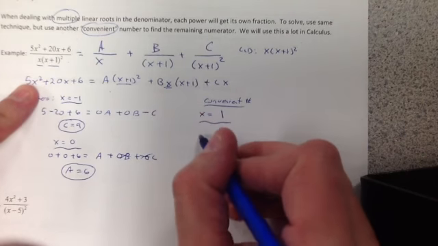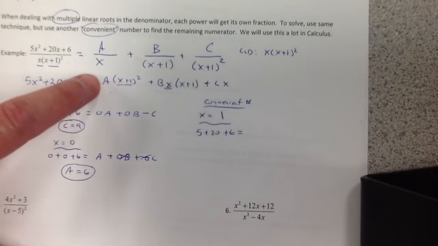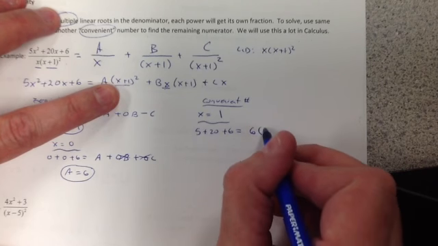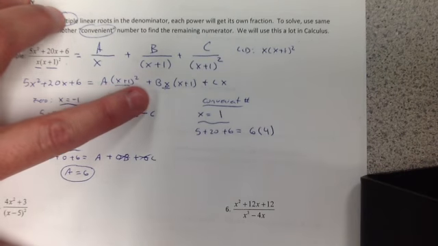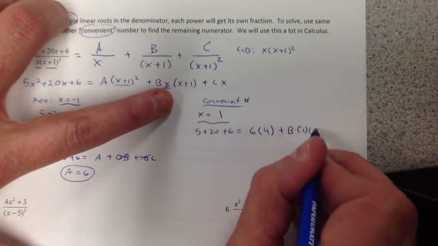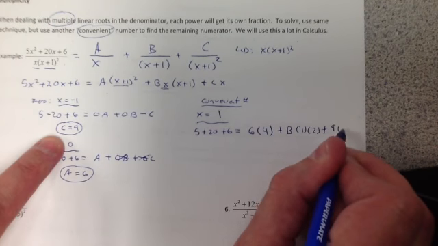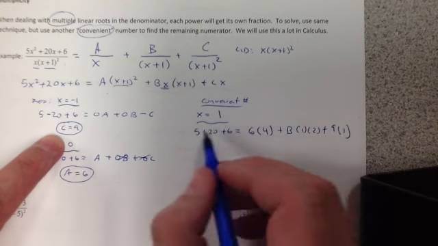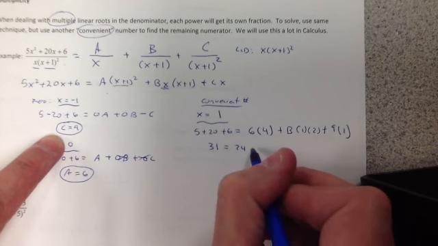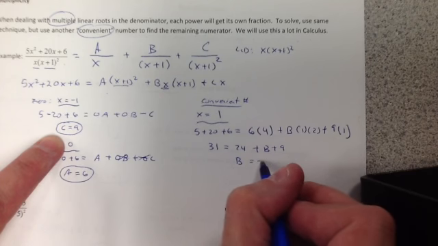When I plug it in, this becomes 5 plus 20 plus 6. Now, mind you, we already know what A is. A is 6. And what's 1 plus 1? 2, square it, we get 4. Plus, we're looking for B, that's 1. 1 plus 1 is 2. And C, again, we already know what C is. It's 9 times x, which is 1. And now take a look. The only variable I have now is B. Over here we get 31 equals 24 plus B plus 9. And solving it, we wind up with B equal to negative 1.